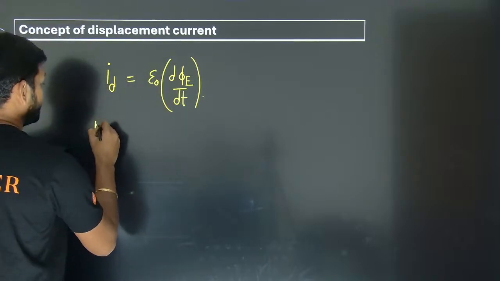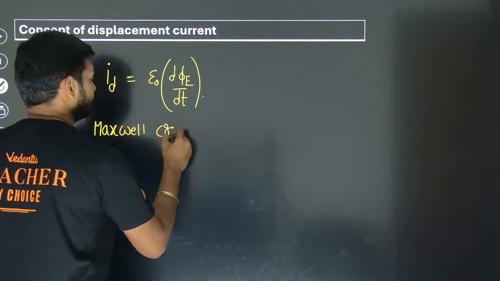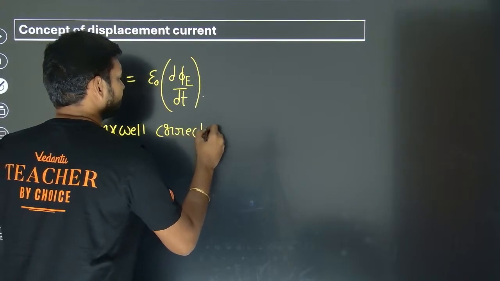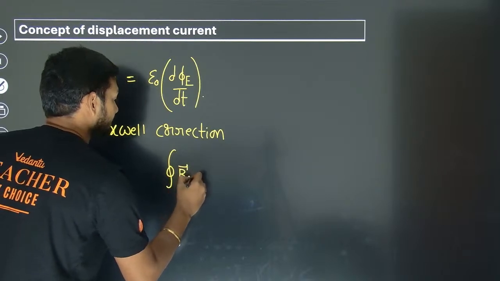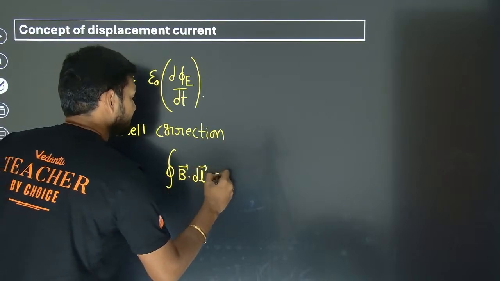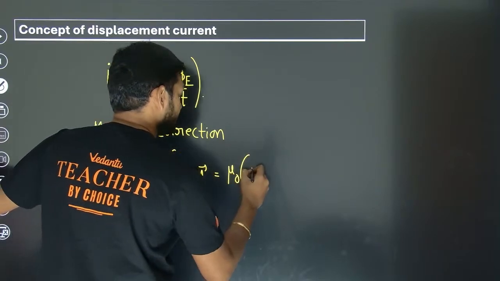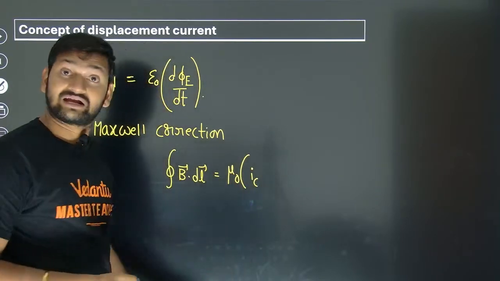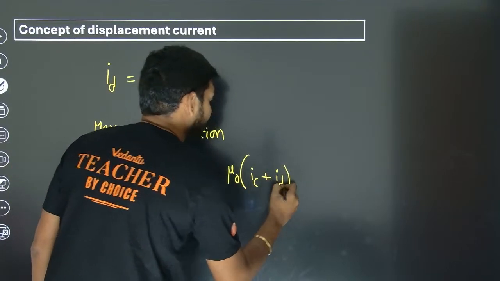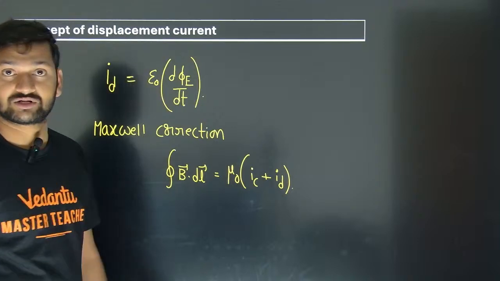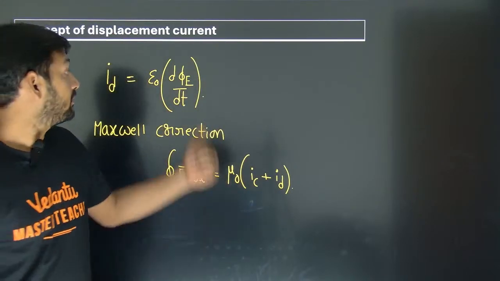So Maxwell gave this correction. What is the Maxwell correction? He said that the closed integral of B dot dl, whatever Ampere has taken, should include two parts: the current due to the conducting wires plus the displacement current. How much is the displacement current? This is the displacement current. What is phi? The flux due to the electric field.